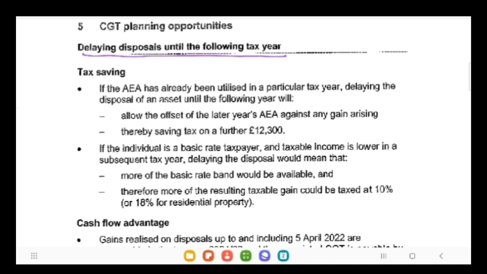You may have a chance of calculating tax liability at the basic rate. And third, the most important is this: if you sold your capital asset in March 22, your tax year will end on 5th April 22 and you have to pay tax on 31st January 23. But if you sold the asset in April 22, your tax year will end on 5th April 23 and you have to pay tax on 31st January 24. So in this way, you may have a cash flow advantage.